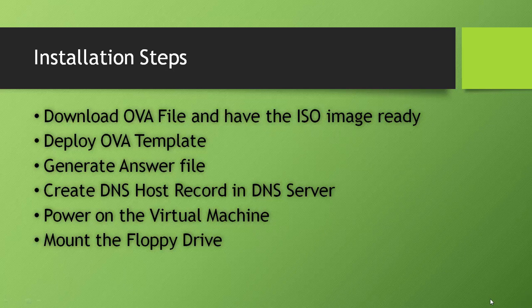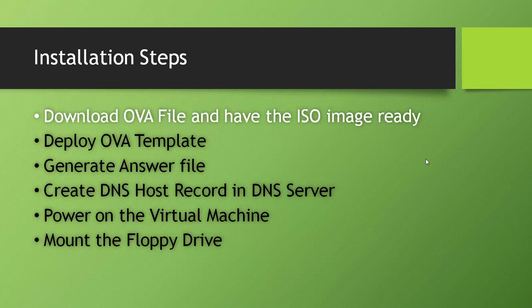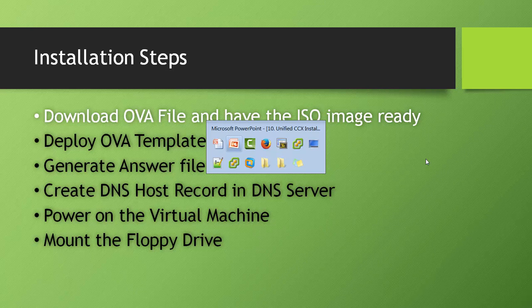We have the few installation steps that we discussed already in the last lecture, but we will be going through one by one and do it in the actual lab. So first one is download the OVA file and have the ISO image ready. So to download the OVA file, let me navigate to the cisco.com.